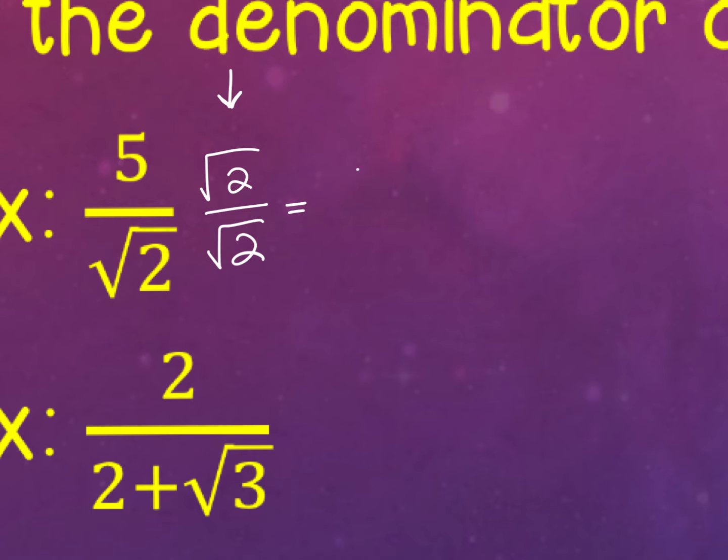So the numerator becomes 5 square root 2, and the denominator becomes square root 2 times square root 2, which is just 2. And we've eliminated the square root from the bottom. It's okay in the top, and this is how we'll leave it.